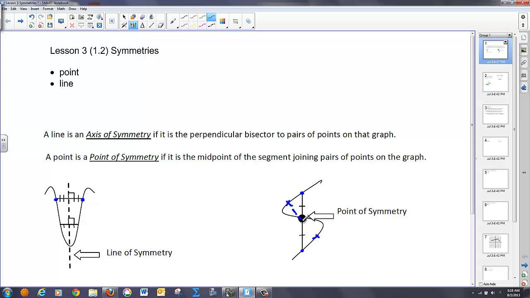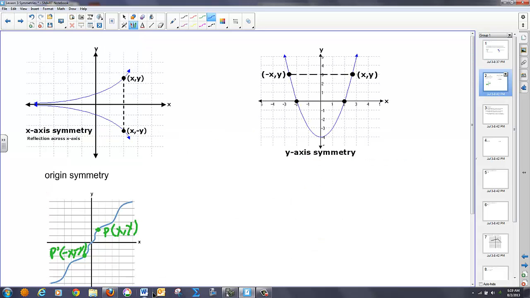Then the segment connecting those 2 points has this point of symmetry as its midpoint. So that's the properties of the two types of symmetries. Now, again, we can see a couple of different symmetries that we're going to test for today. We're going to look at an x-axis symmetry. So that's where your x-axis is that line that has a perpendicular bisector to any 2 points on the curve. Y-axis symmetry and an origin symmetry.